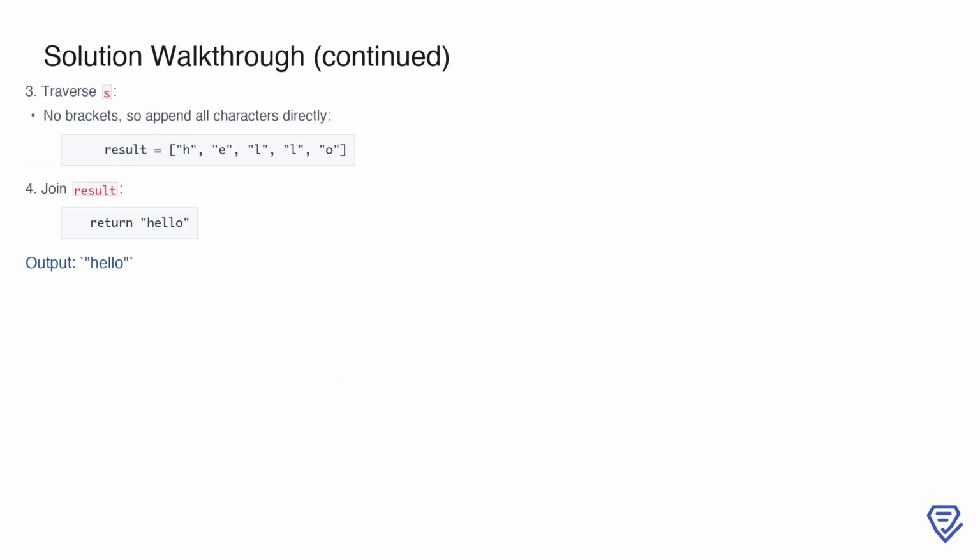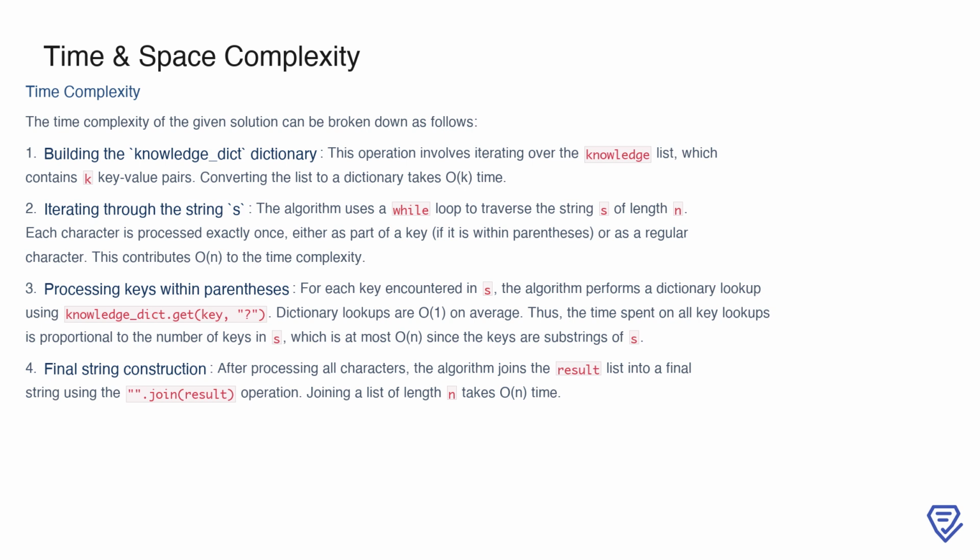To analyze the time complexity of our solution, we start with the process of building the knowledge_dict dictionary. This involves converting the knowledge list, which contains k key value pairs, into a dictionary. Since this operation requires iterating through the list once, it takes O(k) time. Next, we move to the traversal of the string s, which has a length of n. The algorithm processes each character exactly once, either adding it directly to the result or identifying it as part of a key within parentheses. This traversal contributes O(n) to the time complexity.